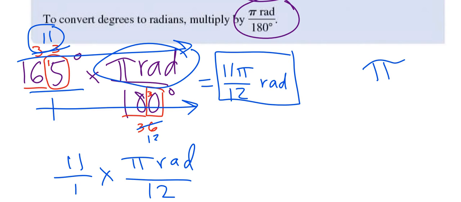Is 165 degrees close to 180? That kind of makes sense in your mind? 11 pi over 12 is close to pi. 165 is close to 180. Okay, so how is the question going to be worded? Convert 165 degrees into radians. That's it. That's what we just did.